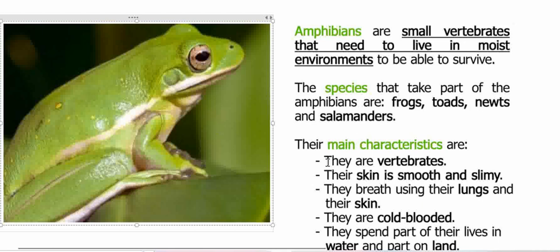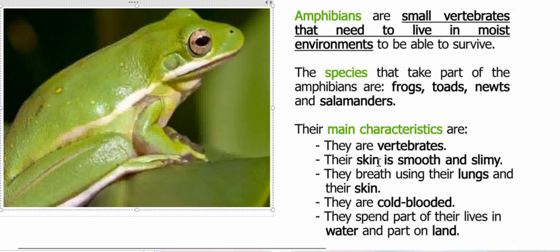The main characteristics are they are vertebrates, and their skin is smooth and slimy. You can see here they breathe using their lungs and also their skin, and they are cold-blooded. They spend part of their life in water and part on land. So we hope it's clear.